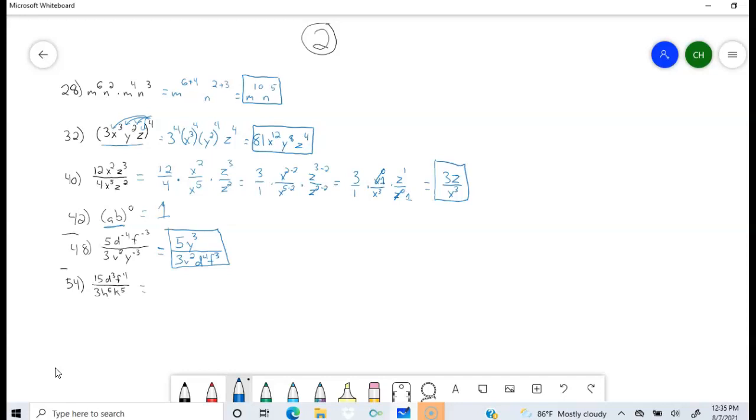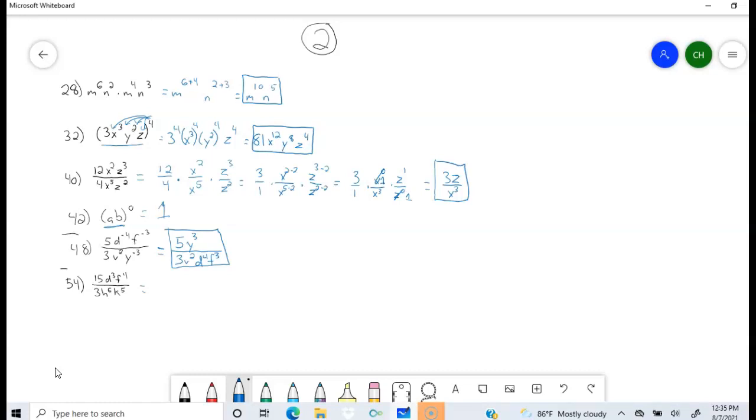54. It's a little bit different. It wants us to write without denominators and simplify when necessary. So this one, looking at it, it wants us to get rid of all of this denominator. The only way we can do that is to bring these variables up, which means when they cross that fraction bar, they're going to become negative exponents.